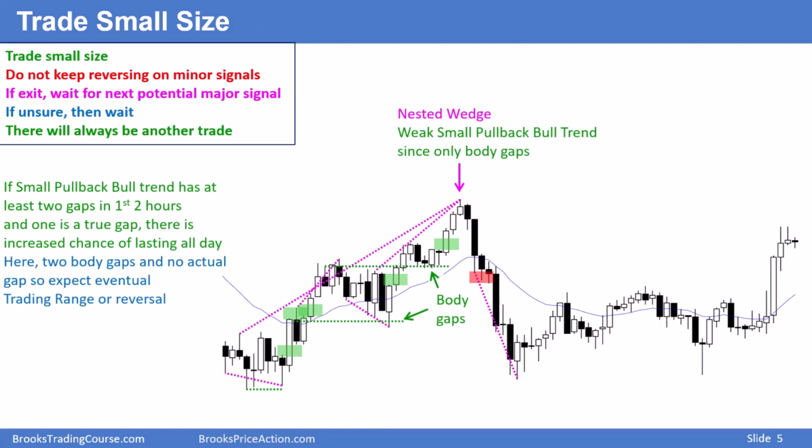Always trade a small size, at least until you're consistently profitable. Try not to constantly reverse on minor reversals. So if the market is doing this, instead of buying and selling and buying and selling, you're going to lose a lot of money. When the market is in a fairly tight trading range with small bodies and prominent tails and a lot of overlapping bars, it's better to do nothing. Better to exit and wait for the next major reversal setup.